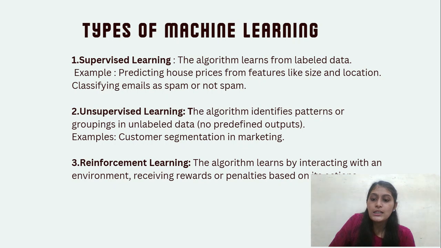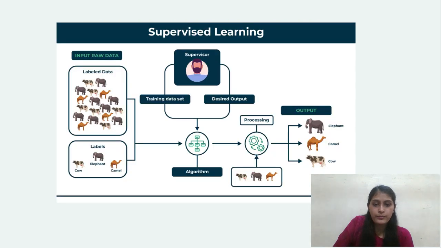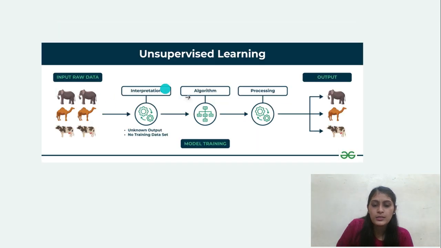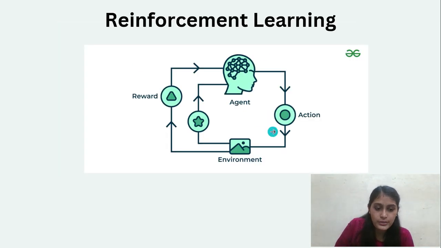Then we have reinforcement learning, which is the third type of machine learning. In this type of learning, the machine interacts with the environment and receives either a reward or a penalty based on its interaction. This is the diagram that shows reinforcement learning. There's an agent which performs an action on the environment, and based on the action it has performed, it either gets a reward or a penalty.